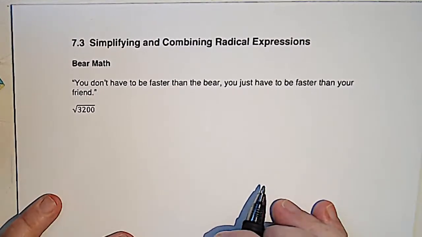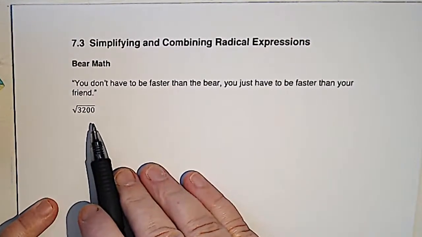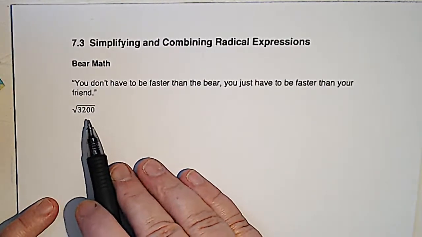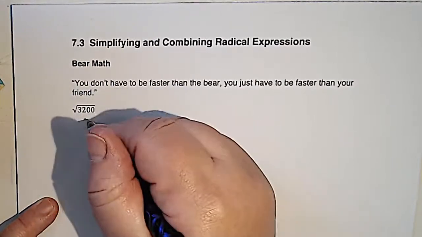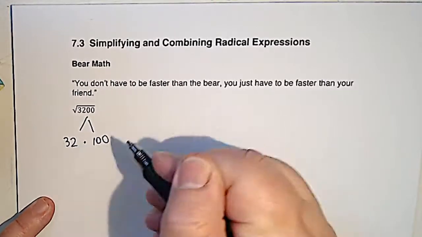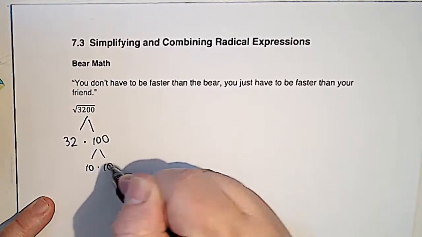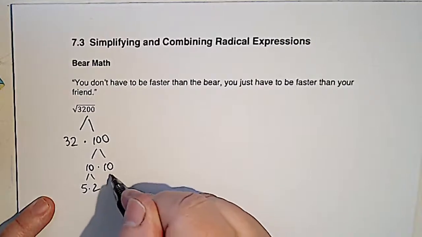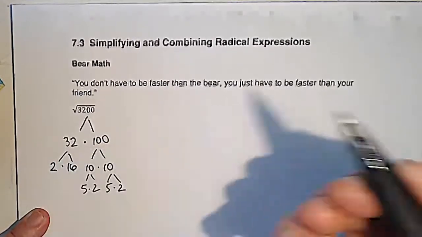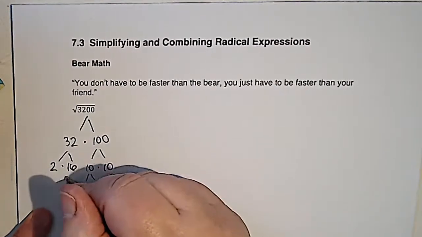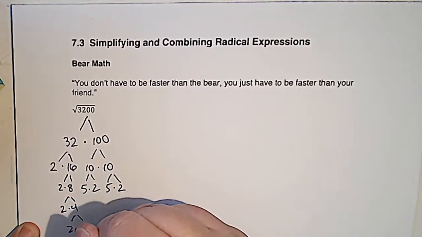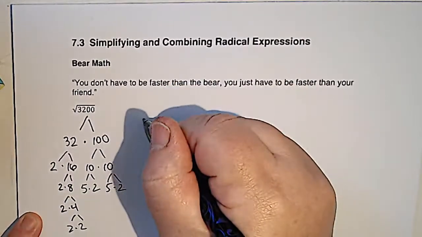So in order to simplify radicals, this is a radical, we are going to break this down and see who's inside of here. I'm going to say, oh, this is 32 times 100. 100 is 10 times 10, which is 5 times 2, 5 times 2. 32 is 2 times 16. You could also do 4 times 8. 16 is 2 times 8. 8 is 2 times 4. 4 is 2 times 2. Oh my gosh, we've got a lot of 2's running around.